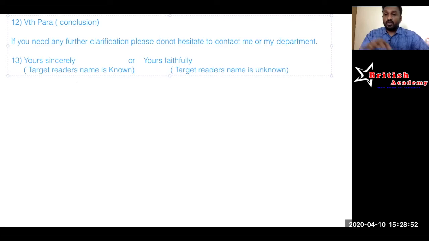In the salutation we have written, Dear Mr. Smith, and in the closing you write Yours sincerely, when you know the person. When you don't know the person's name, it will be Yours faithfully. Then leave one line. The 14th point is your designation. If you're a nurse, write nurse. If you're a doctor, write doctor.